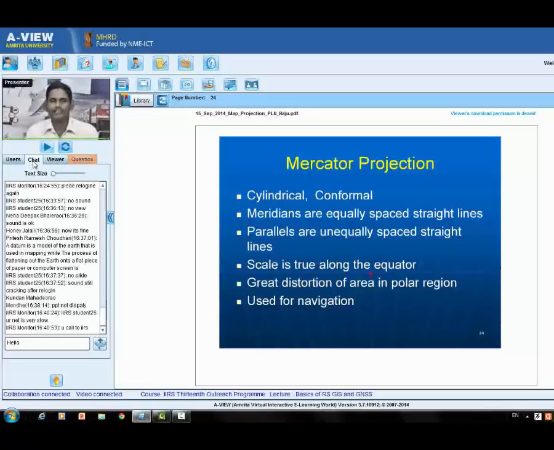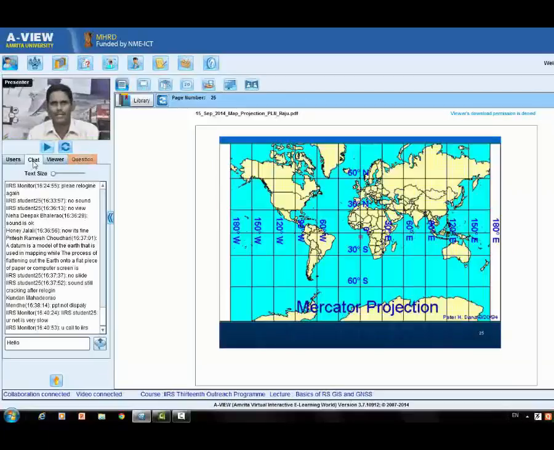Scale is true along the equator, and there is great distortion of area in the polar region. So if you go toward the polar region, things look bigger, but they are not bigger. These projections maintain the shape, they maintain the angles, and so they are used for navigation purposes. This is the projection called the Mercator projection.